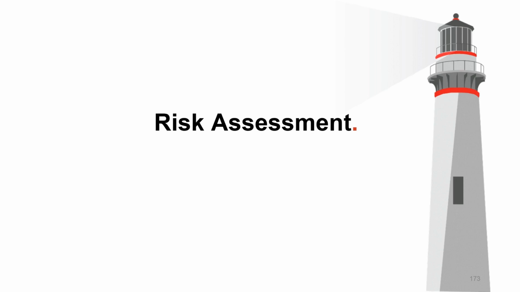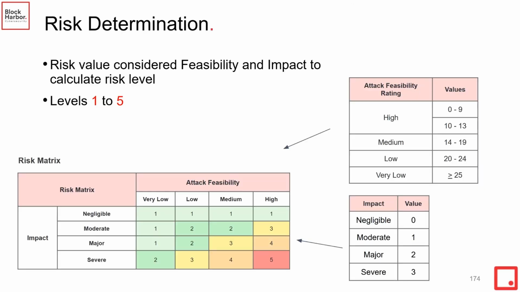Let's dive into how we determine risk values. Risk assessment starts with understanding risk determination. The risk value is calculated by considering both feasibility and impact. We use a 1 to 5 scale to measure risk levels. The combination of feasibility, how easy it is for an attacker to exploit a vulnerability, and the impact of such an event helps us assign a precise risk score.